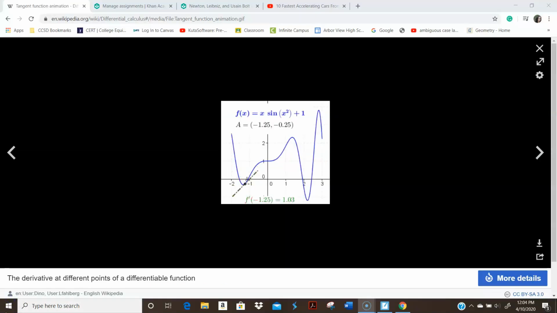Now I just want you to look at this graph, and I want you just to look at the tangent line and look at point A, and I want you to see as this tangent line is moving along the graph, do you see how the slope is always changing? So let's just watch this line. Now the slope is going in another direction, and you can see that that slope is changing as it moves across the function.